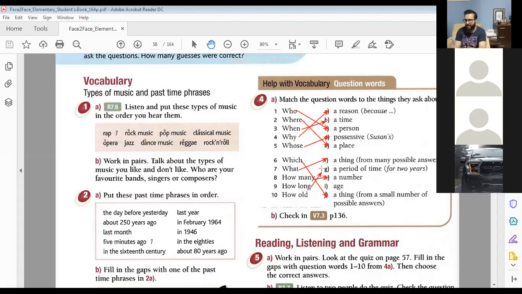Thanks. Yeah, how long is for a period of time, when you want to ask about time. Correct, good. How old? Age. Yes, when we want to ask about age, okay? So this is how we use question words in English.